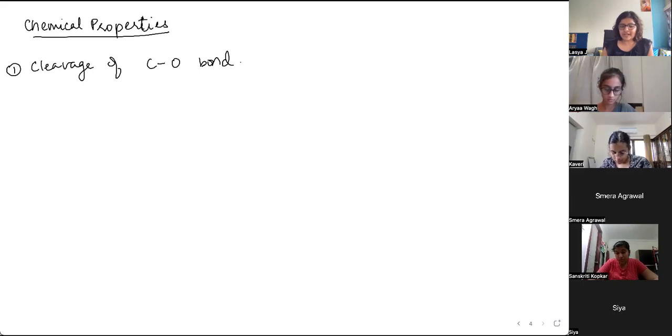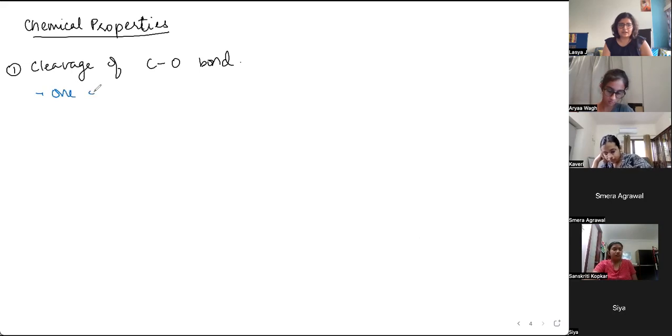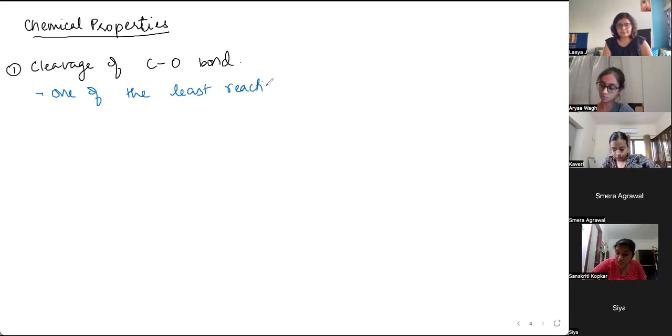So we don't have a lot of reactions associated with ethers because they are one of the least reactive substances among organic compounds, among all functional groups. And that is one of the major reasons why we use ethers as a medium for a lot of organic reactions. If you don't want a polar solvent, if you don't want to do it in water, dry ether is what you would use. Okay. So ethers are one of the least reactive substances among all functional groups.